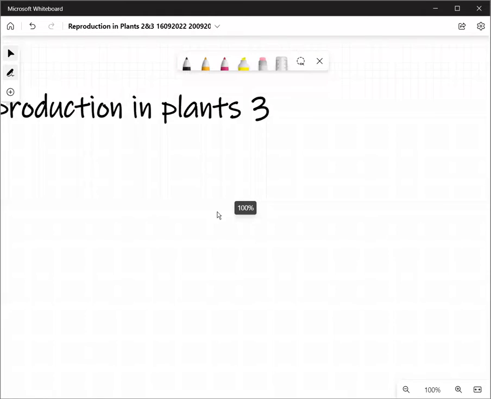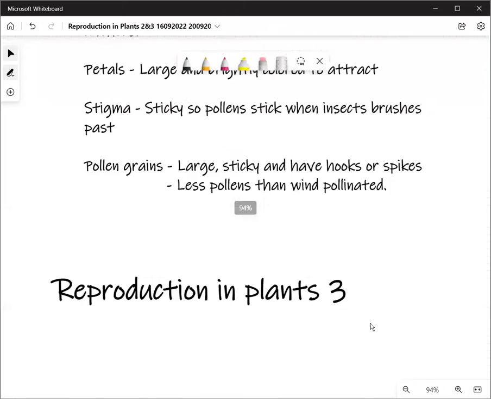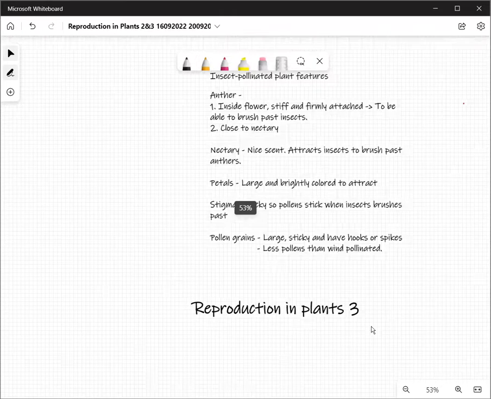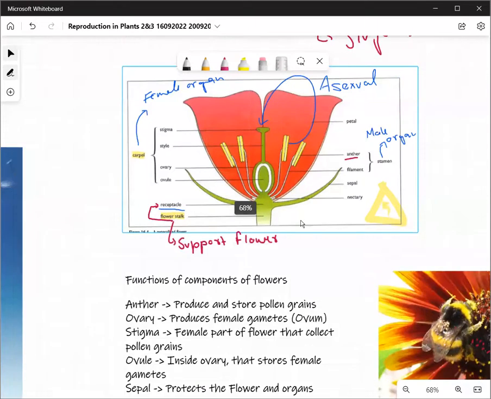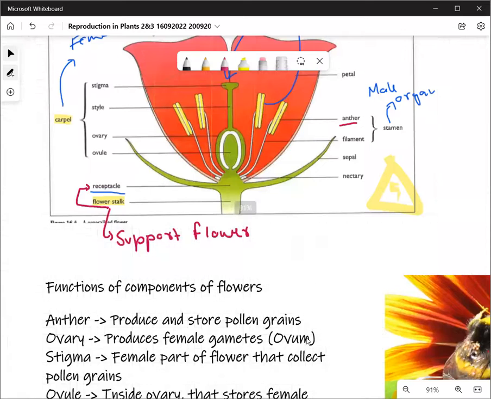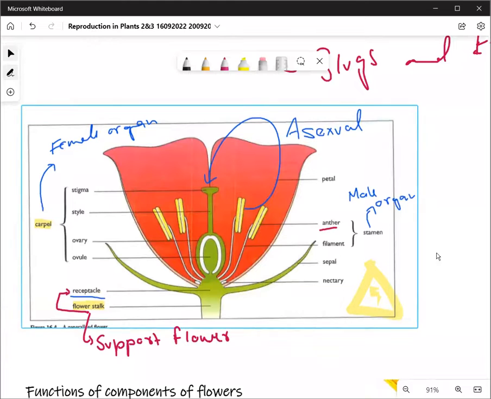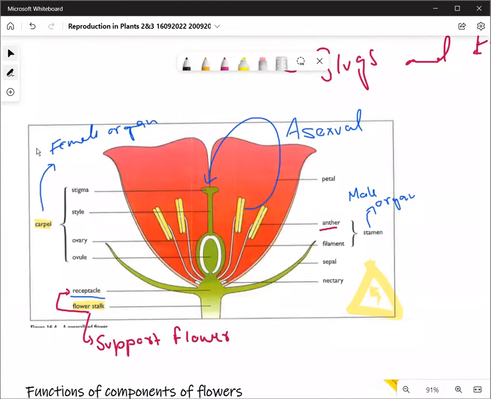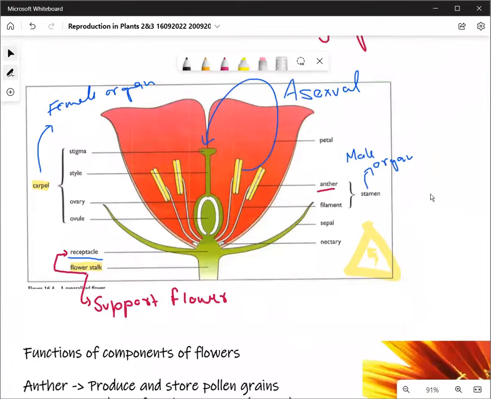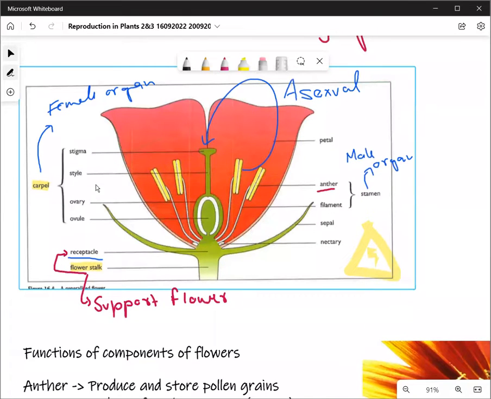Now, today, the first thing we saw in the last class was the functions of each of the parts of a flower's reproductive organ. Flower is the reproductive organ of the plants, and we realized that we had two things: the carpel and the stamen, the female organ and the male organ. In the female organ, we had the stigma, style, ovary, ovule. In the male organ, we had anther, filaments.